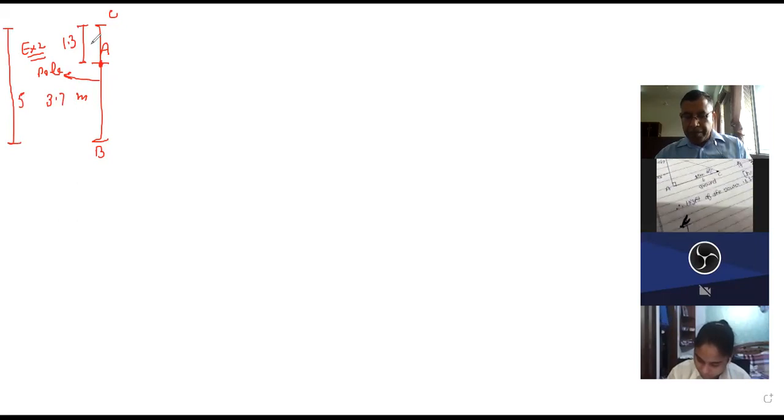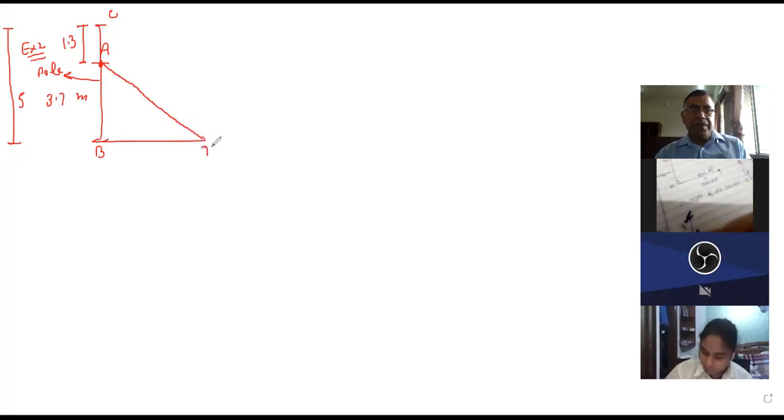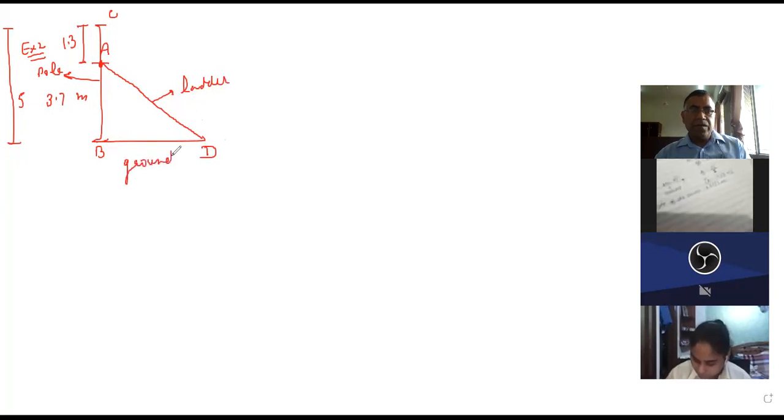And she wants to repair. What should be the length of the ladder that she should use? Obviously, she will put a ladder on the ground like this. Let it be D. This is the ladder. This is the ground, which is inclined at an angle of 60 degree. He has given me the angle between ground and ladder. This angle is 60 degree.